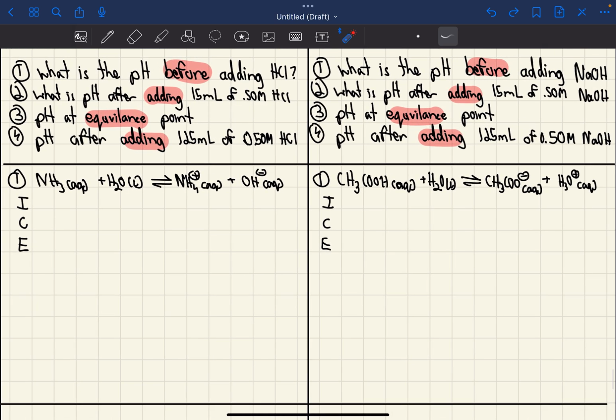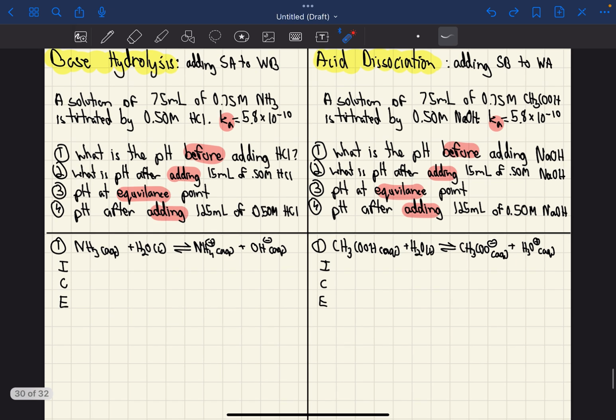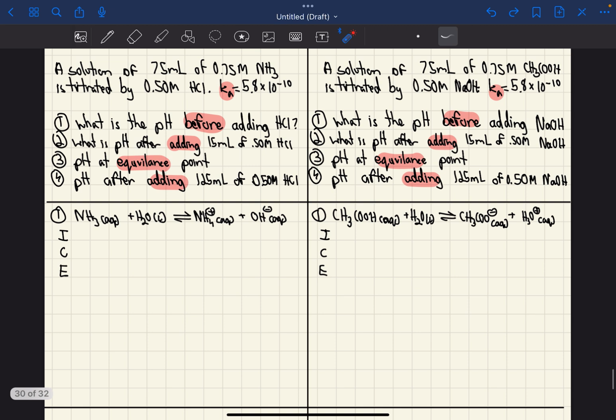If you know that, you have to write your reaction down immediately. So you're going to have NH3 aqueous added to water, a liquid, right? With equilibrium arrows, and a reaction that gives you NH4 plus and OH minus, right? The same thing is true for the acid dissociation as well. You're going to have your weak acid added to water, and you're going to end up getting H3O plus and your conjugate base, right? Once you get that equation, everything becomes a lot easier because you know what to do afterwards.